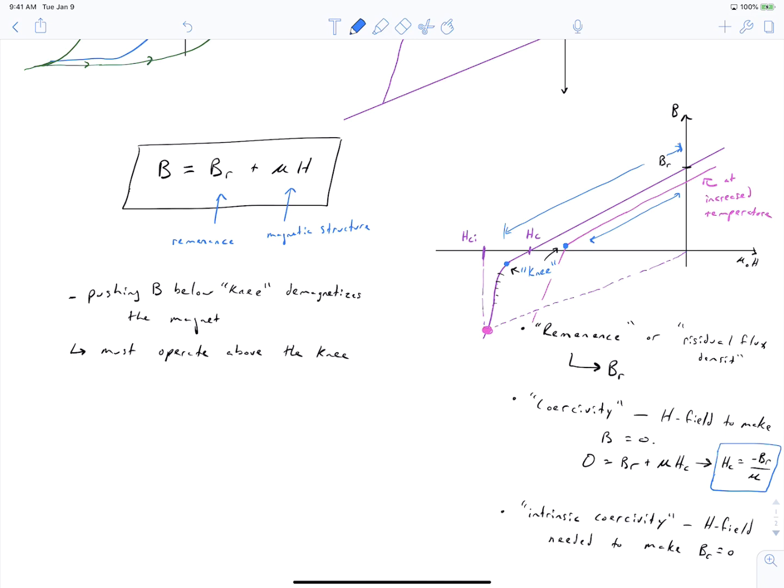Our original remnants will come back. But if, when our magnet is elevated, we end up operating somewhere down here below the knee at the elevated temperature, then we demagnetize the magnet permanently, and we will no longer recover our original curve. So when you design your motor, you have to be very careful that you design it so that at the maximum expected temperature, you are still above the knee on your BH curve.